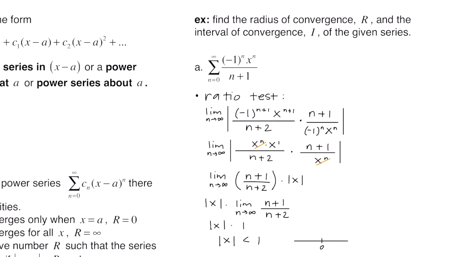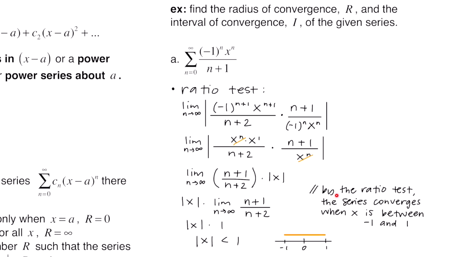So we put 0 on our number line right in the center, and because it says absolute value of x is less than 1, we're going to go out 1 in both directions on the number line, and that creates our interval. So you can see that our interval of convergence is going to be from negative 1 to positive 1. And then I wrote it out by the ratio test. This series converges when x is between negative 1 and 1.